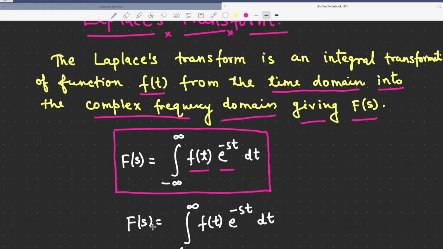And the reverse calculation, if you have been given F(s) and you are calculating the corresponding time domain function, is called the inverse Laplace transform. And when you convert from f(t) to F(s), this is called the Laplace transform. So from time domain to frequency domain, it is the Laplace transform. From frequency domain to time domain, it is the inverse Laplace transform.